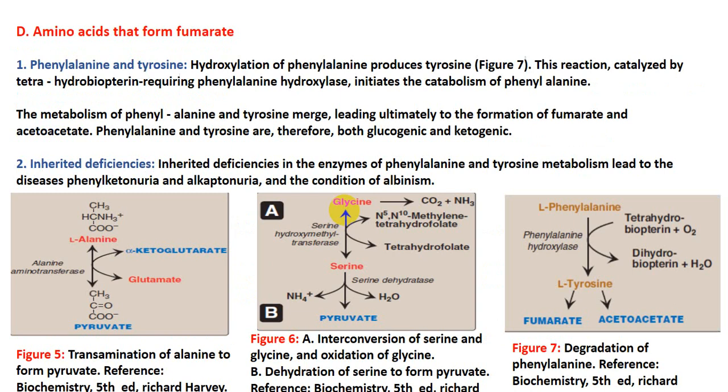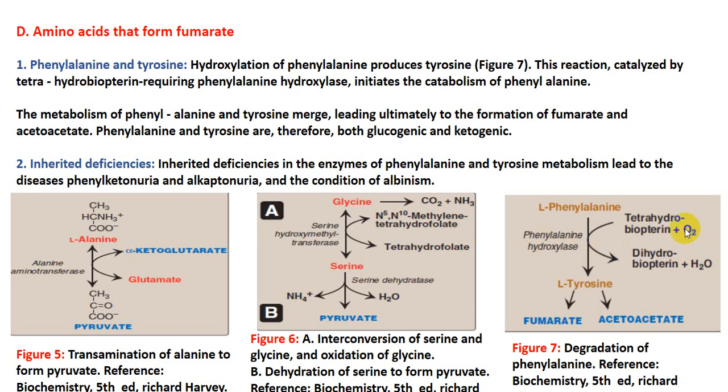Amino acids that form fumarate are phenylalanine and tyrosine. Phenylalanine is essential while tyrosine is a non-essential amino acid. Both amino acids are glucogenic and ketogenic. Phenylalanine is hydroxylated to form tyrosine, and this reaction requires tetrahydrobiopterin and molecular oxygen as coenzymes for the hydroxylase enzyme to be active.